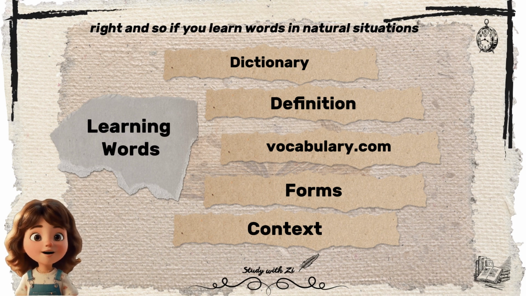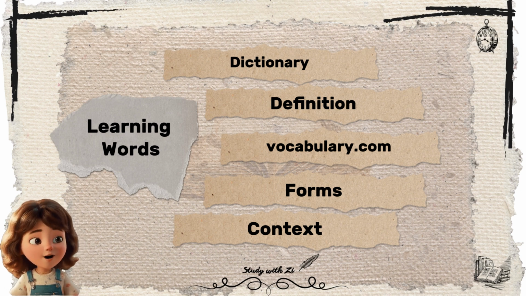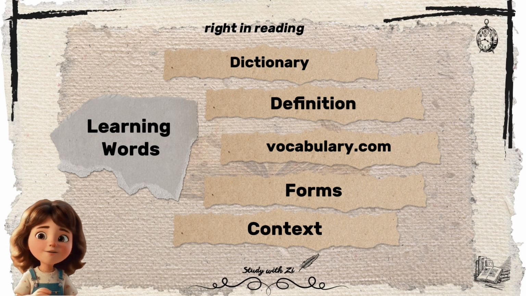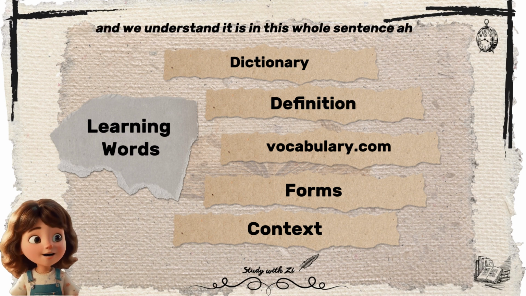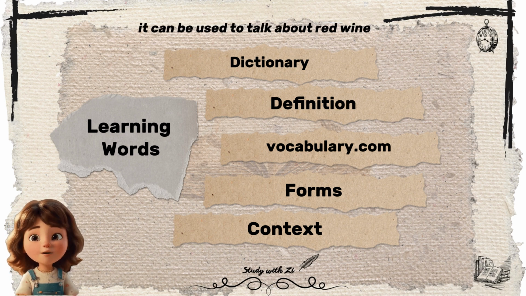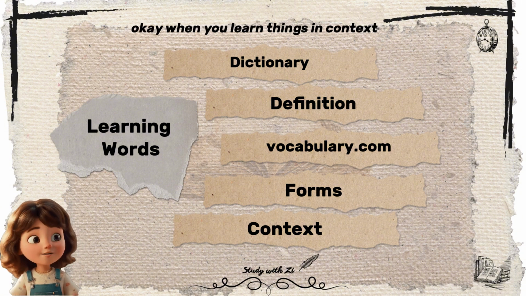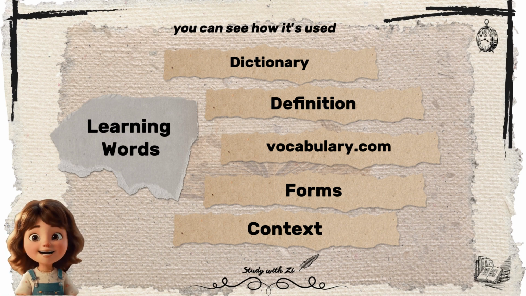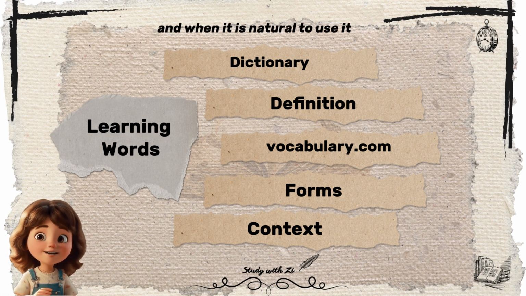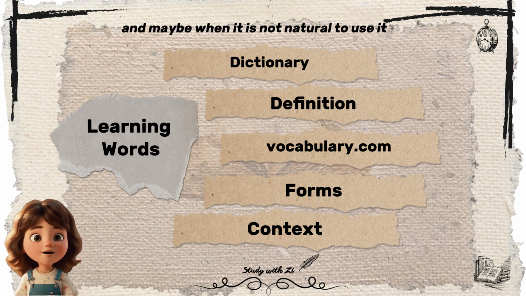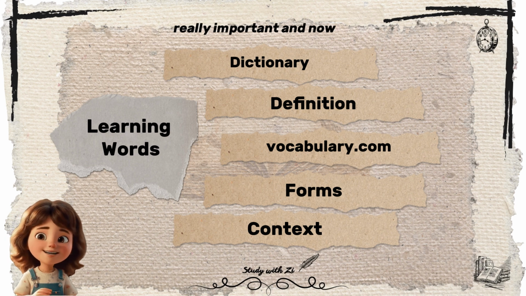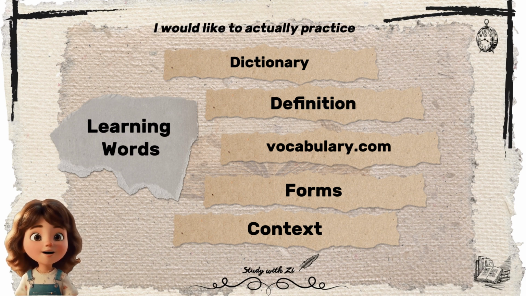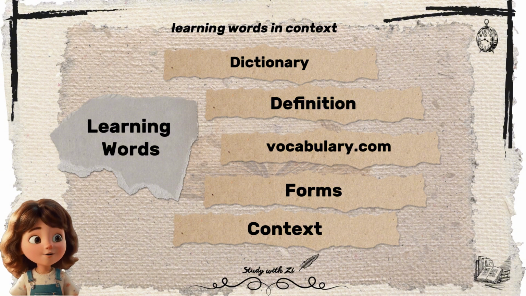And so if you learn words in natural situations, like we did in the last lesson, right? In reading, we learn a word in a sentence and we understand it in this whole sentence. It can be used to talk about red wine, produce red wine. Okay. When you learn things in context, you can see how it's used and when it is natural to use it and maybe when it is not natural to use it. So learning words in context is really, really important. And now I would like to actually practice learning words in context. Okay, so let's do that.